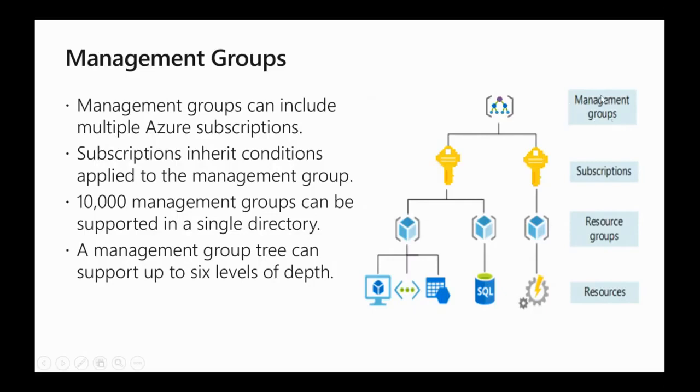We will have a management group at the top, and then we will have subscription, resource group, and resource. So a management group can include multiple Azure subscriptions. Subscriptions inherit conditions applied to the management group. We can create 10,000 management groups in a single directory, and the management group tree can support up to 6 levels of depth. So like management group, subscription, resource group, resources, then the containers, and below that.